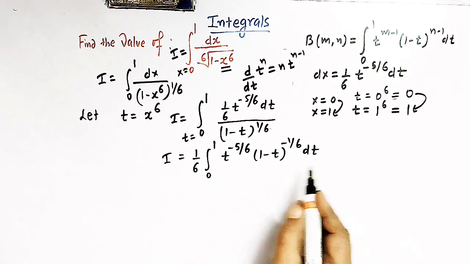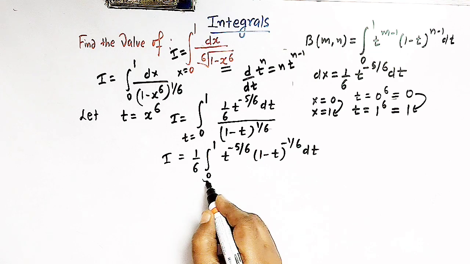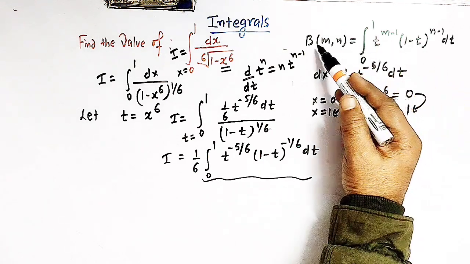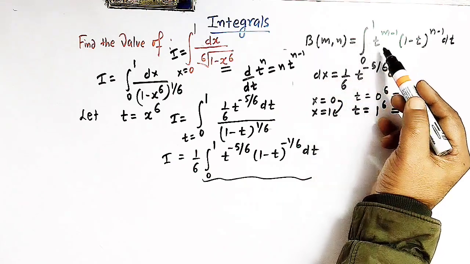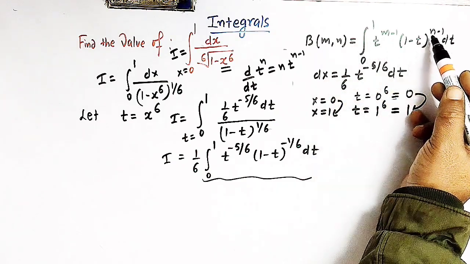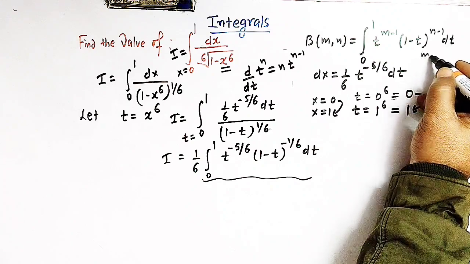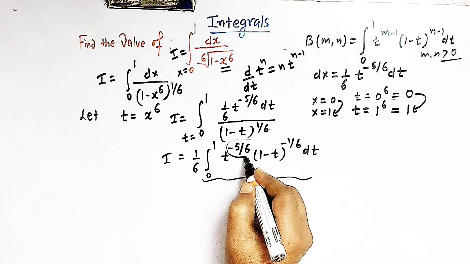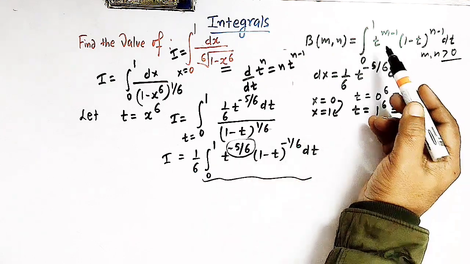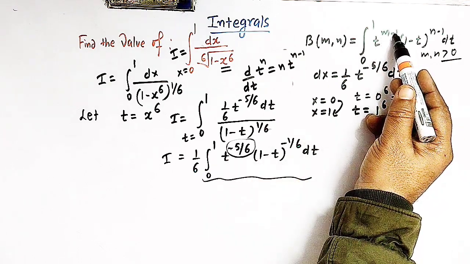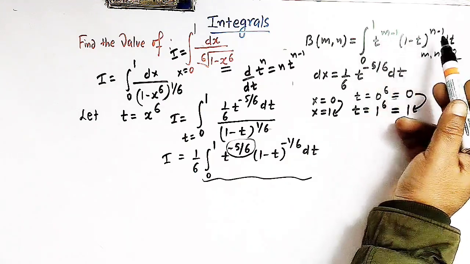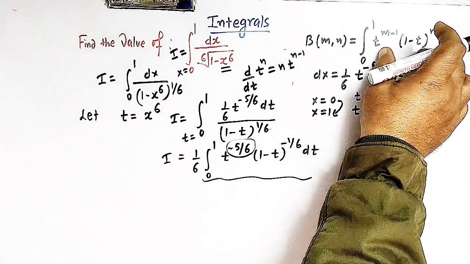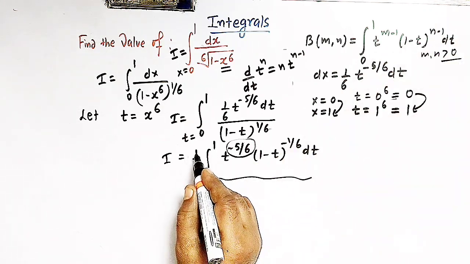Now we can easily observe that this integral is similar to the beta function, that is beta m comma n is the integral from 0 to 1 of t raised to m minus 1 times 1 minus t raised to n minus 1 dt, where m and n are greater than 0. Here we have t raised to minus 5 over 6, and here we have t raised to m minus 1. So now we need to find out the values of m and n. We can compare this integral with this one. Here we have an additional factor 1 over 6.